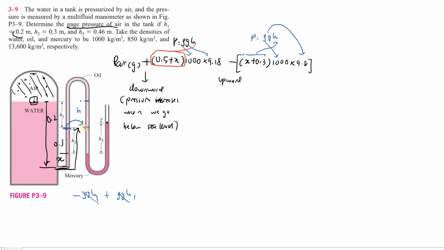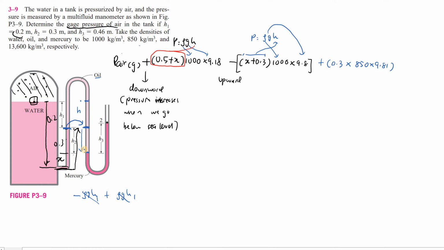So from here, where do I swim? I swim downward, so plus. How far do I have to travel this time? I have to travel h2, 0.3. So 0.3 times, this time I'm swimming in oil. I've changed the liquid. It's no more water, it's now oil. The density for oil is 850. 850 times 9.81. Now I am here.